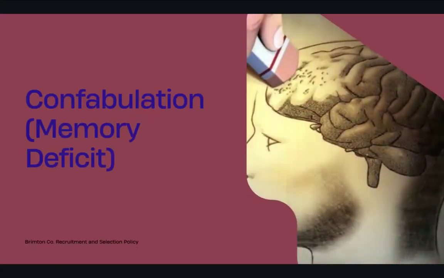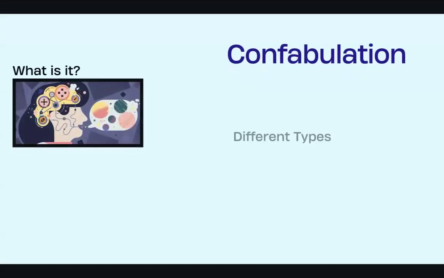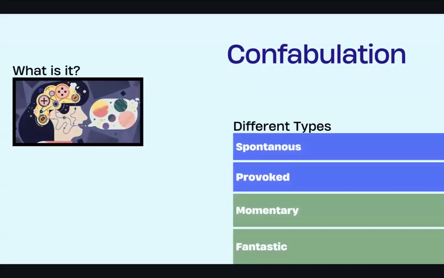Okay. So confabulation. Now I'm going to talk about memory deficits, confabulation specifically. So what is it? Confabulation is characterized by erroneously making statements believed to be true without the deception of lying. There are four different types.